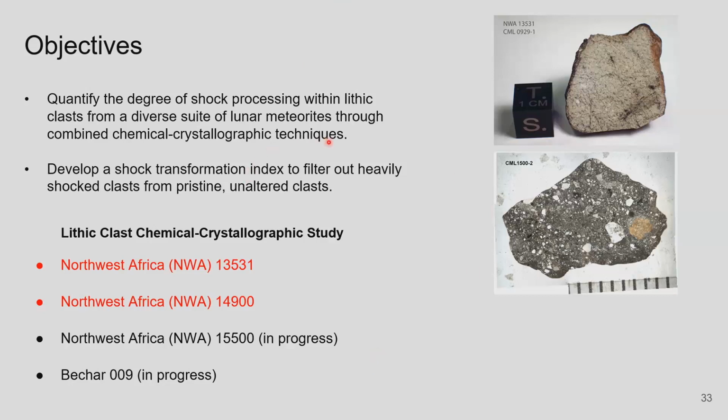And can we look at all of those lunar meteorites using what we call a combined chemical crystallographic technique, where we can basically create this shock transformation index and say, okay, let's filter out from this lunar meteorite clasts that are heavily deformed and clasts that are pristine or unaltered, and then focus our attention on those unaltered clasts and use those for interpreting models for how the lunar magma ocean might have formed.